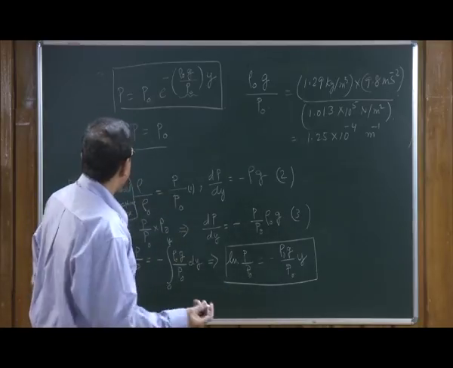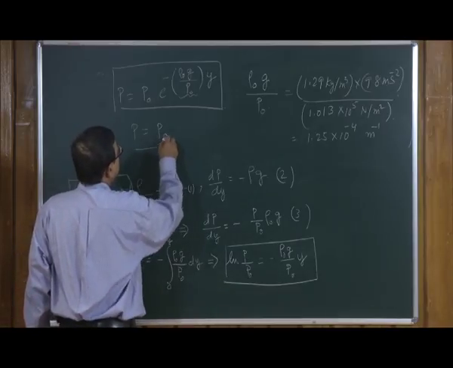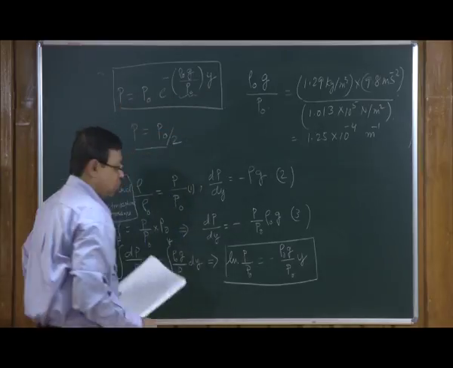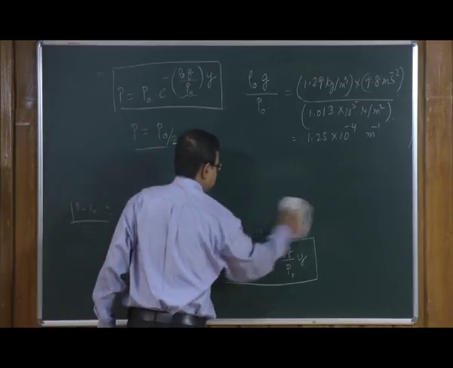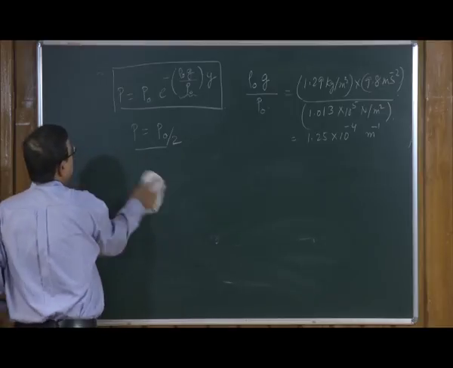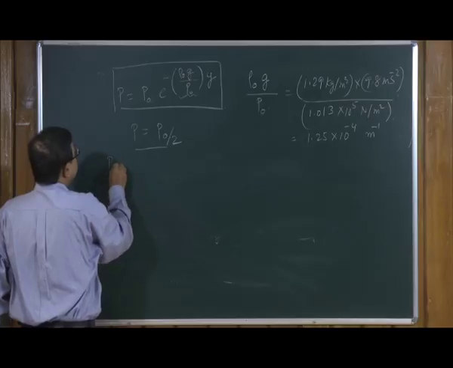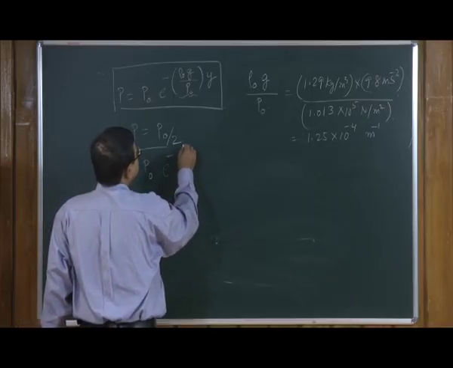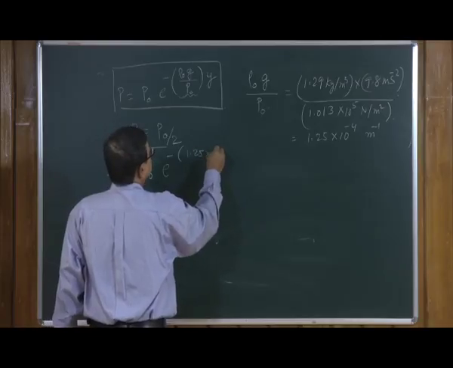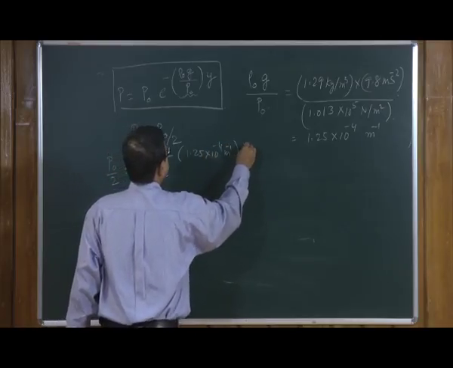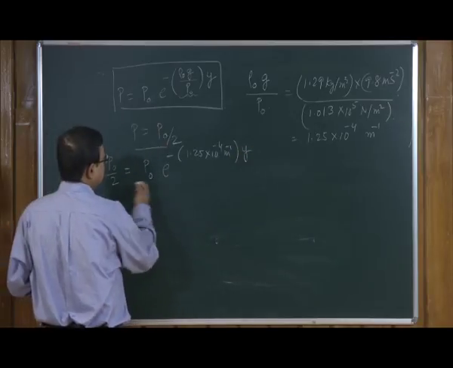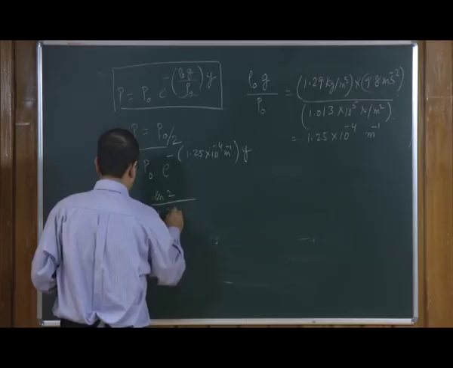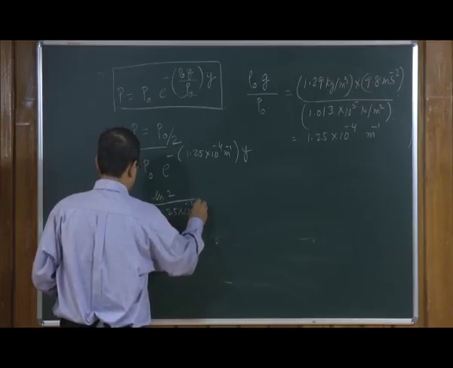So, in order to calculate where my p becomes p 0 over 2, I need to find that y where my p becomes equal to p 0 by 2. So, in order to find that, I simply take this equation and put p 0 by 2 on the left hand side, which becomes p 0, and exponential minus this quantity 1.25 into 10 to the power minus 4 meter inverse and y. So, I can take a log of both sides to calculate y. Y becomes log of 2 over 1.25 into 10 to the power minus 4 meter inverse.